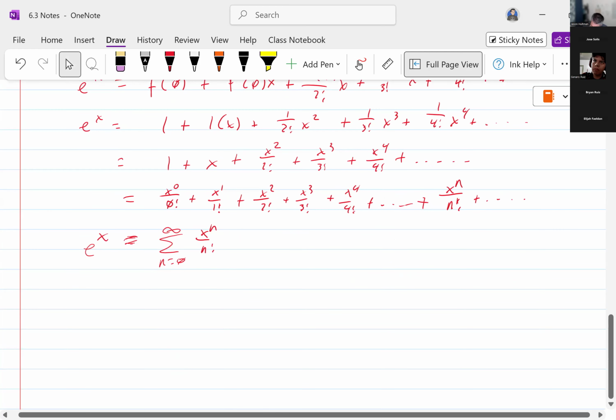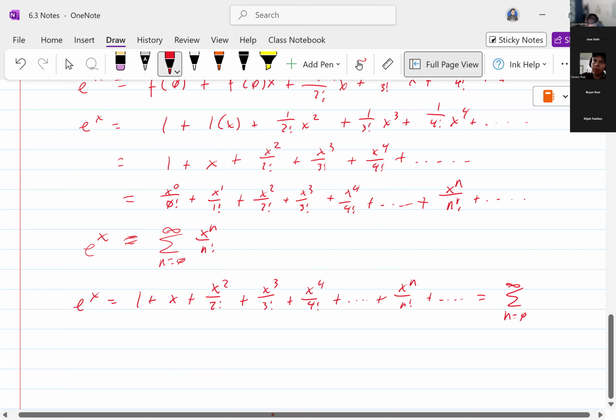Okay, we can write it as e to the x equals 1 plus x plus x squared over 2 factorial plus x cubed over 3 factorial plus x to the fourth over 4 factorial plus dot, dot, dot, plus x to the n over n factorial plus dot, dot, dot, which is equal to the summation from n equals 0 to infinity of x to the nth over n factorial.